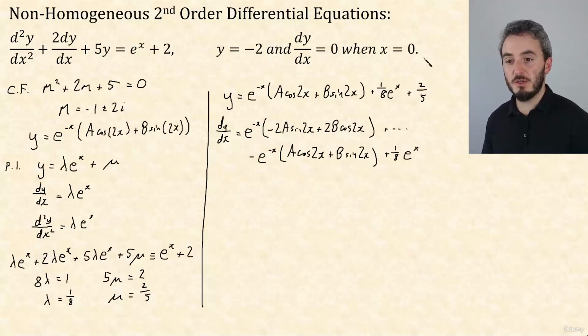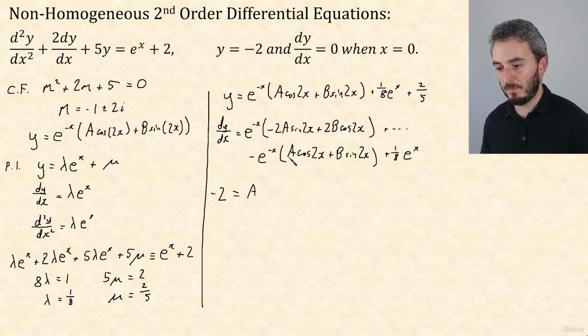When y is minus 2, y is minus 2 when x is 0, so we have minus 2 equals, now e to the 0 is 1, in the bracket a times cos of 0 is just a, sine of 0 is 0, plus 1/8 e to the 0, that's 1/8, plus 2/5. So we can work out what a is from this. What do we get? We get minus 2 minus 1/8 minus 2/5, and we get a slightly weird but not impossible answer of minus 101 over 40.